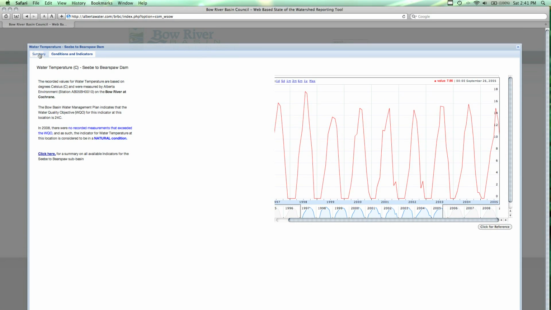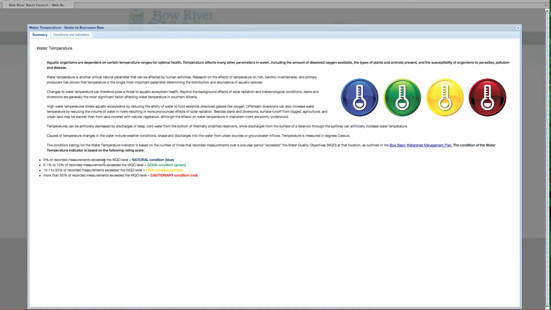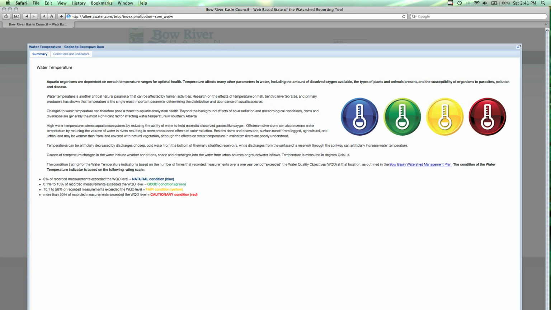In addition, there's a summary tab here that helps you understand why water temperature itself is an important indicator of the health of this watershed. And you can learn more about water temperature here and about how the indicator itself and the conditions for that indicator were actually set.